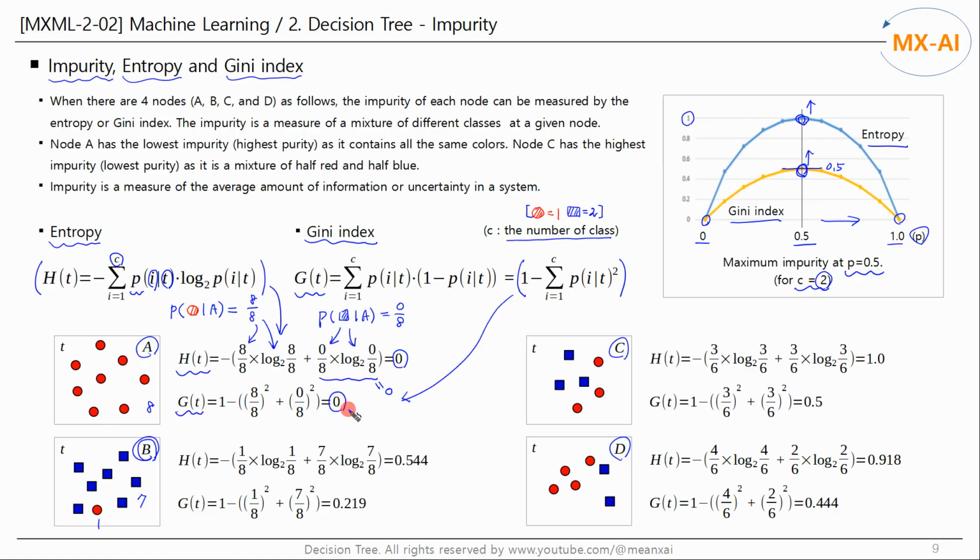This is the impurity of node A. Node A contains all the same color, so it has the lowest impurity, i.e. the highest purity. In the same way, the impurities of nodes B, C, and D are calculated as follows. Node A has the lowest impurity, and node C has the highest impurity. Since node C has an equal number of red and blue data points, it has the highest impurity.